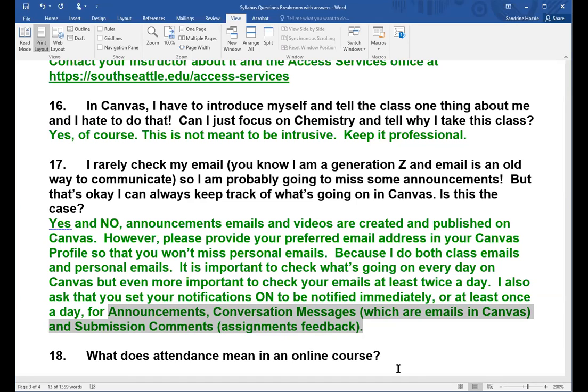This is why I also like that people add an email address that they check more often than the seattlecolleges.edu address. If you have an email address that you like to check more easily, then enter that in the Canvas settings or profile, and then send your notifications to that email address. This way, you will not miss out on any communication from me.